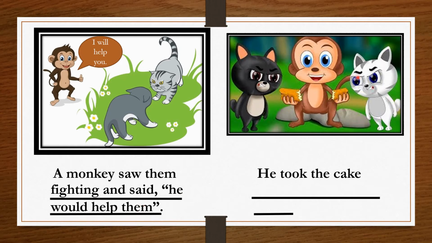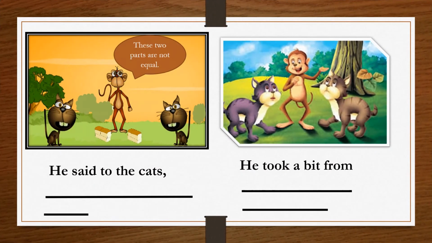In the next picture, what do you see? The two cats are standing here, and this monkey is having two pieces of cake. So he took the cake and made two parts of it. Yes, students, what do you see in this picture? Your two cats are there, two pieces of cake, and monkey. Monkey is telling these two parts are not equal. So he said to the cats, these two parts are not equal.